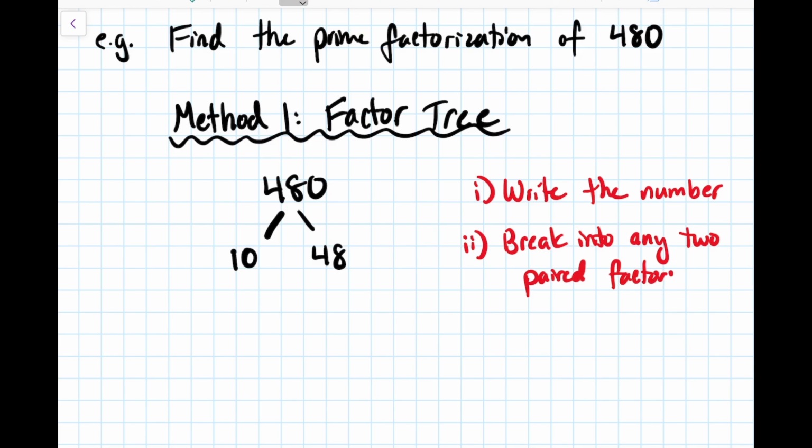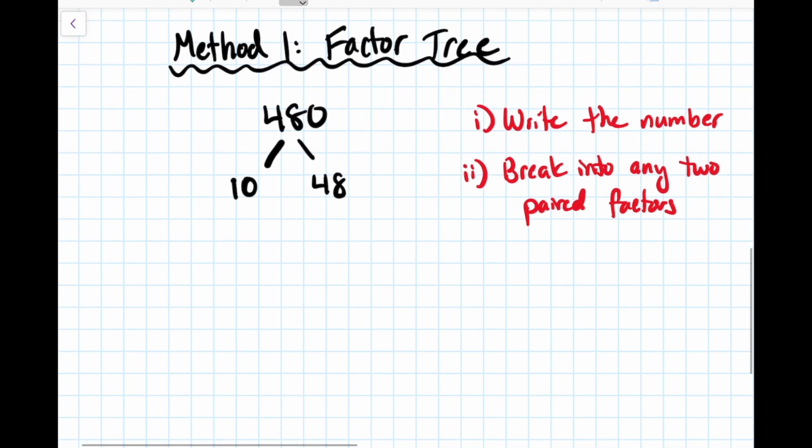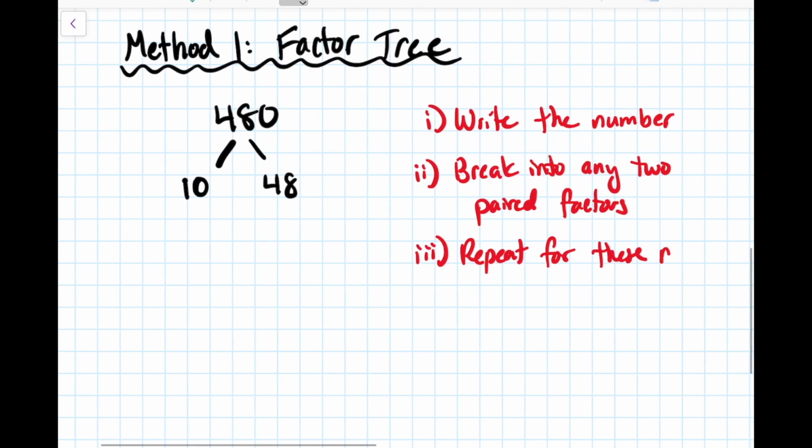And step 3 is going to be to just do that same thing, but for these new numbers. And you're just going to kind of keep doing that over and over as long as you can. So our 10, we can now break up into 2 times 5. And those are actually both numbers that we're not going to be able to do anything with.